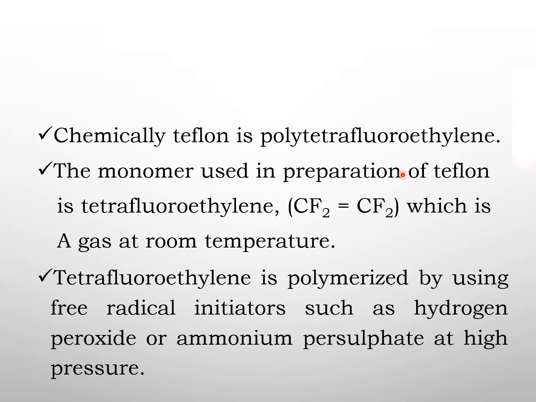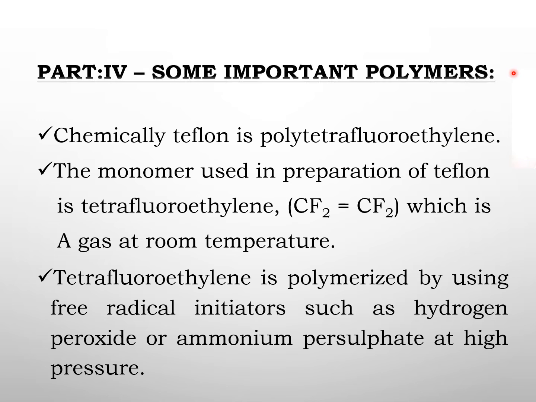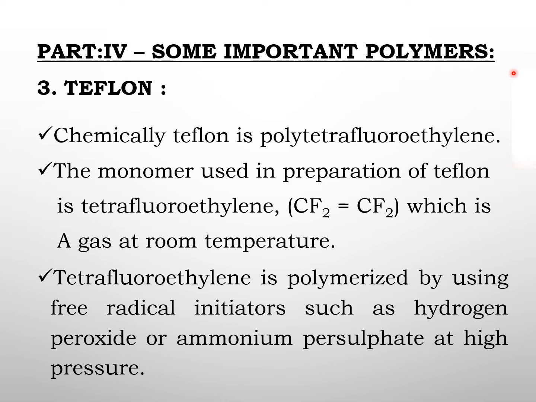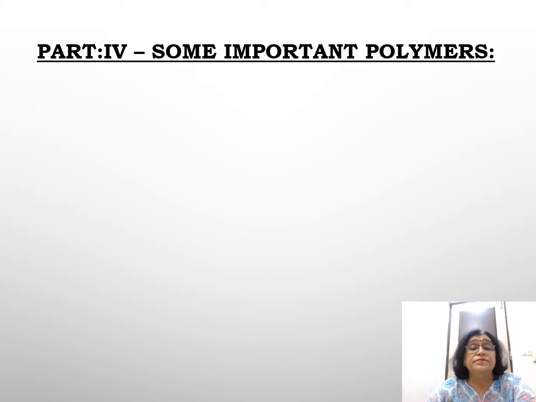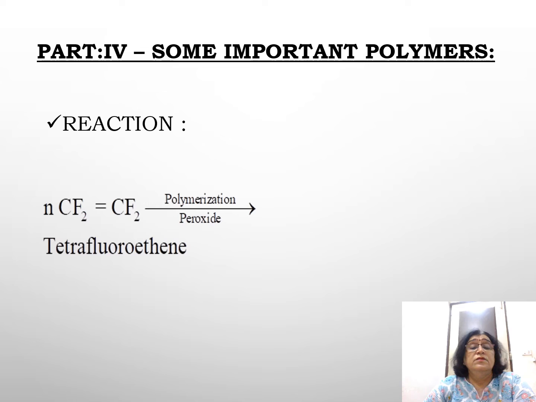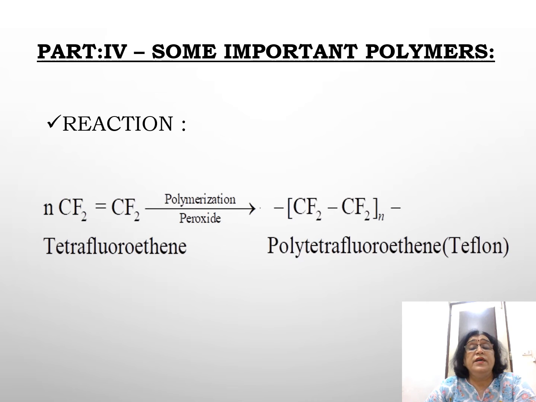Okay. Now the next one is Teflon. Chemically, Teflon is called polytetrafluoroethylene. The monomer used is tetrafluoroethylene, which is a gas at room temperature, and it is polymerized by using free radical initiators such as peroxide and ammonium persulfate under pressure. Here you see tetrafluoroethylene polymerizes in the presence of peroxide to form polytetrafluoroethylene, that is Teflon.